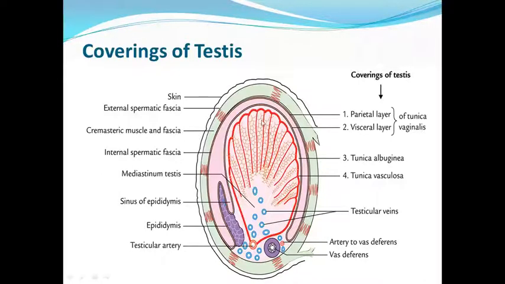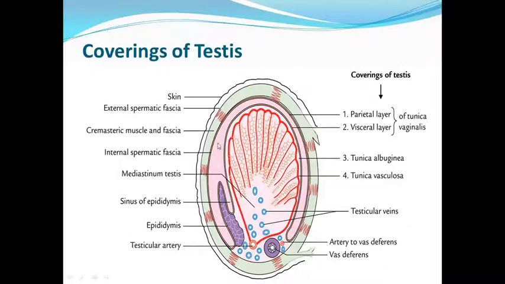After the tunica vaginalis we have the middle layer, that is the tunica albuginea. This is a very dense layer, and it is a fibrous coating all around the testis. Yes, this is the tunica albuginea.